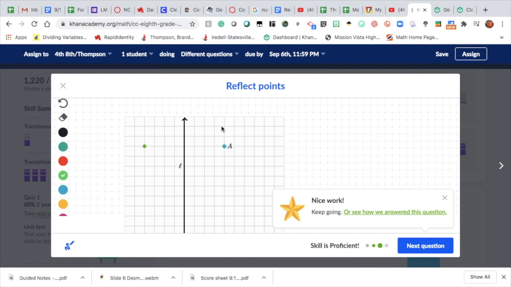That line can be in any direction. If it's something diagonal and you need to use your patty paper, you can actually use it on your screen and then reflect like I showed you how to do with the paper.